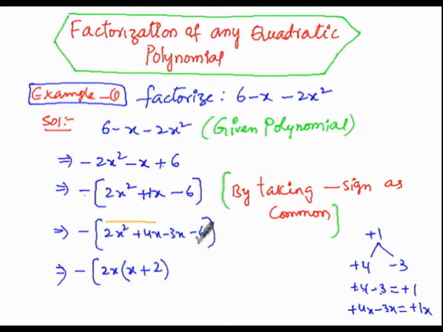Then out of the last 2 terms, that is minus 3x minus 6, I want to take minus sign as common. So, it is taken for both the terms of the second group. Then now 3 also can be taken as common. When minus 3 is taken out as common, then only x is left over inside the bracket, since minus sign is in front of the bracket. So, minus sign will be changed as plus sign within the bracket.